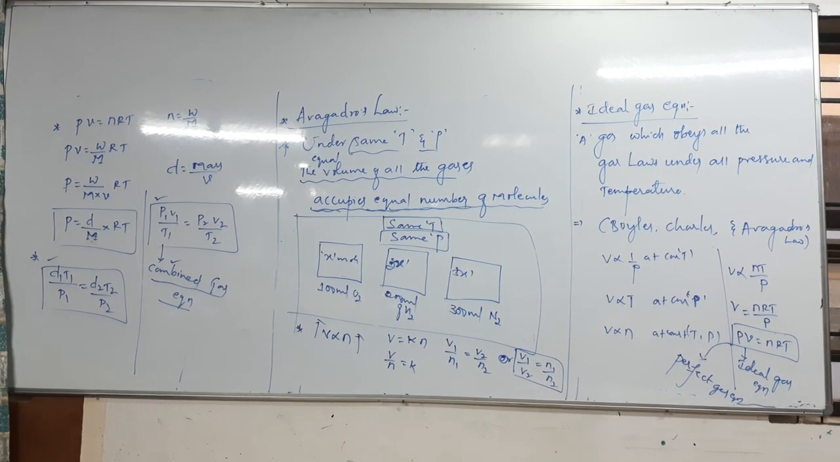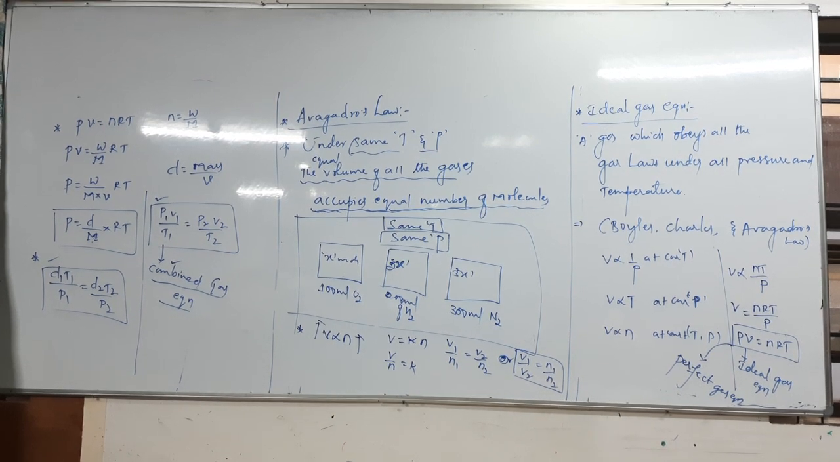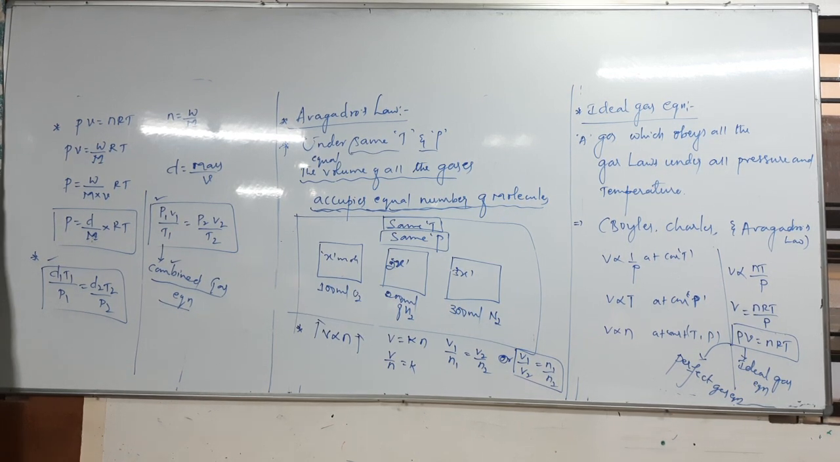At what temperature the volume of 28 grams of nitrogen will be 1 liter and exert a pressure of 1 atmosphere? Okay. At what temperature will the volume of 28 grams of nitrogen be 1 liter, exerting a pressure of 1 atmosphere? So we must calculate the temperature right now.